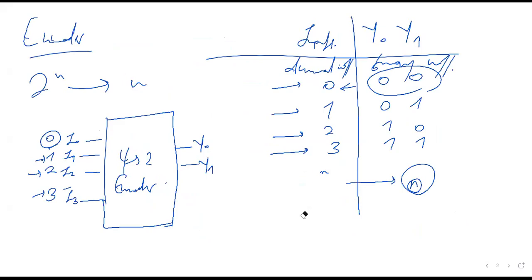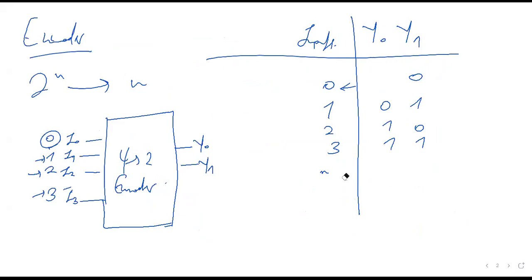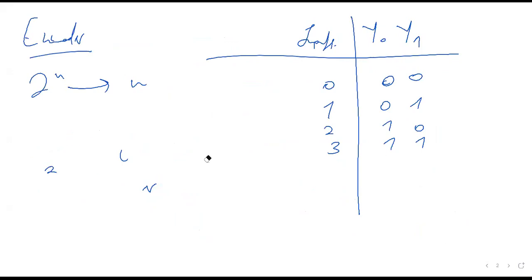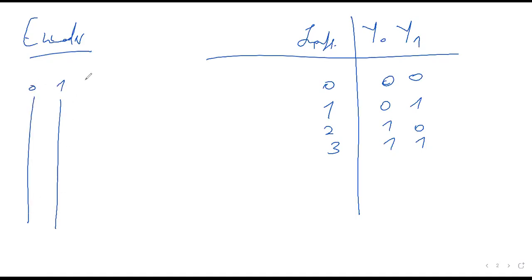Circuit. We can draw a circuit for this one. How do we draw it? My outputs, I have Y0 and Y1. My inputs, I have 0, 1, 2, 3.